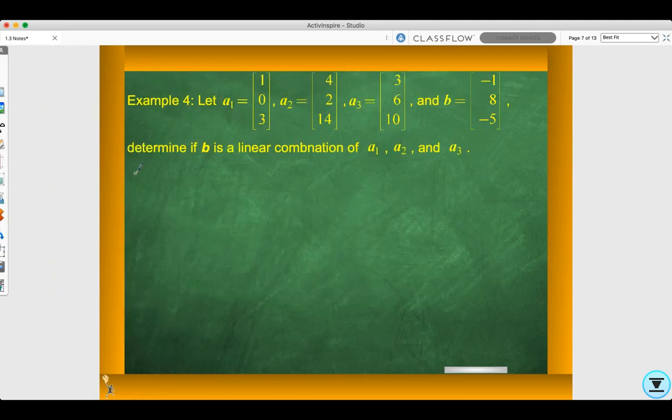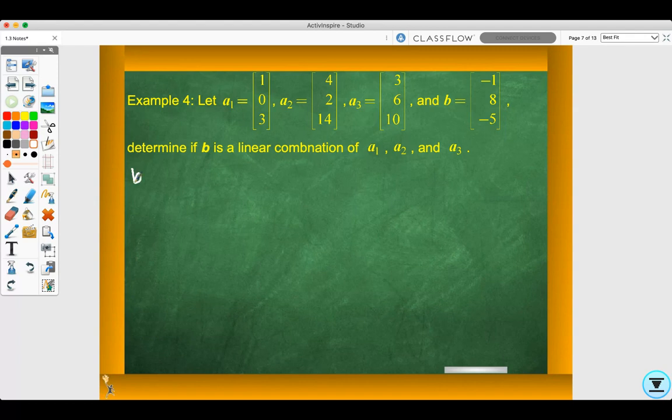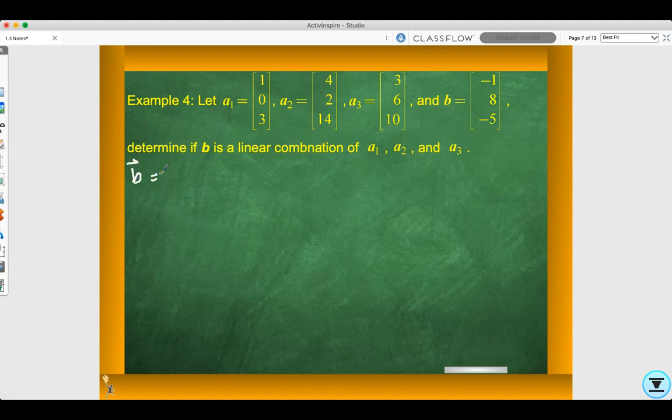Let's look at example 4. Let A1 be 1, 0, 3, A2 be 4, 2, 14, and A3 be 3, 6, 10, and B be negative 1, 8, negative 5. We need to determine if vector B is a linear combination of the first 3 vectors. In order to do that, first let's write this using the definition of a linear combination. So B would equal x1 times a1 plus x2 times a2 plus x3 times a3. Okay, so this is my linear combination.